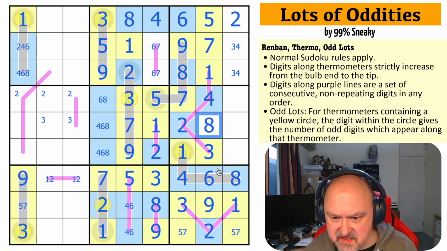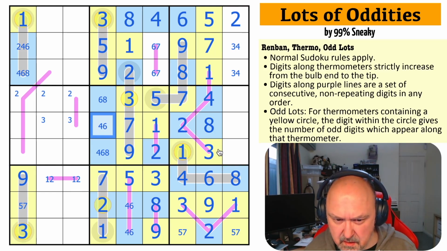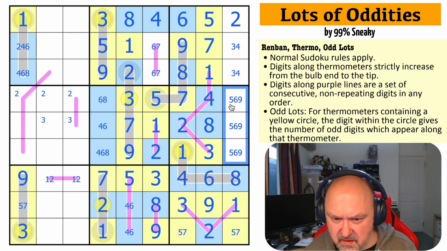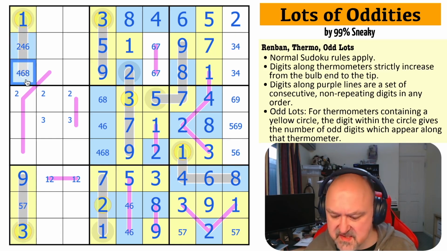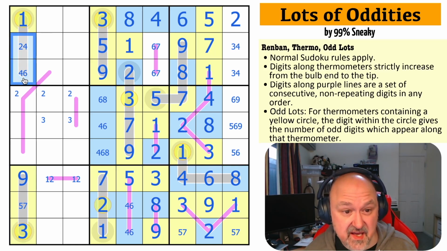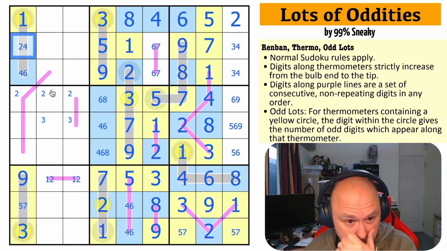That's got to be the 8 to complete the column, which means there's no 8 there. This is 1, 2, 3, 4, 5, 6, and 9. There's no 5 there. There's no 9 there. Now 2, 4, 6. 4, 6. There's no 8 there, so there's no 6 there because of the thermo.